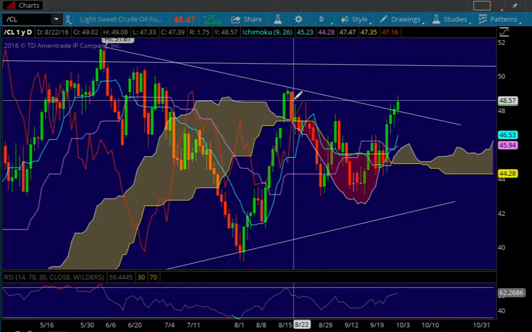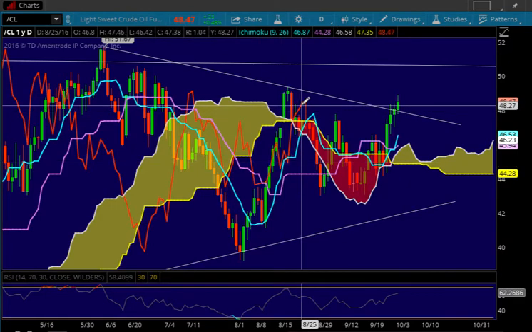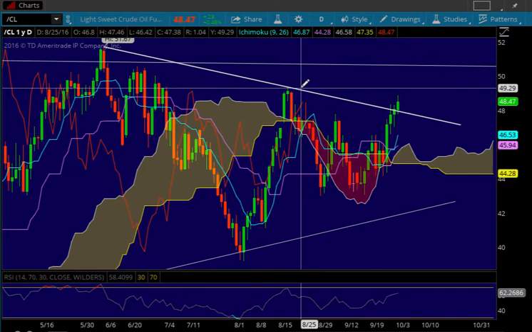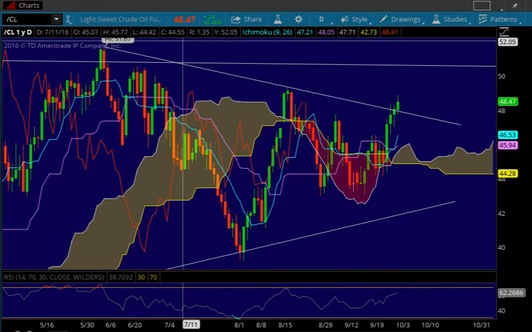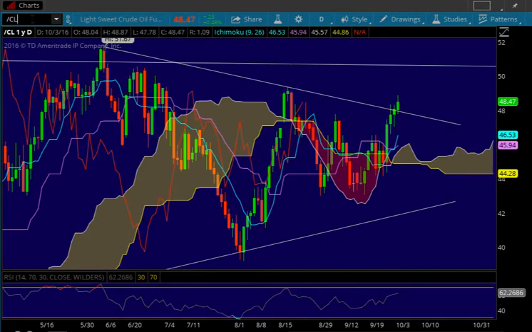The Chikou, this red line here representing price action time-shifted 26 periods into the past, so 26 days in this case, is above the cloud. So everything is full-on bullish on the daily time frame. Now I'm going to go to the X6 contract on the daily as well because it's a little bit different and it has important information there as well.